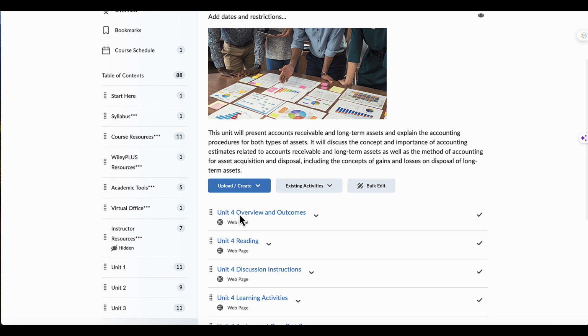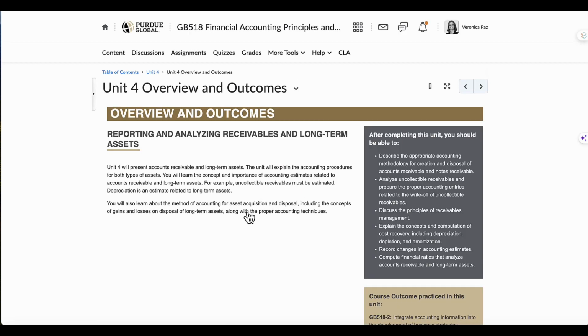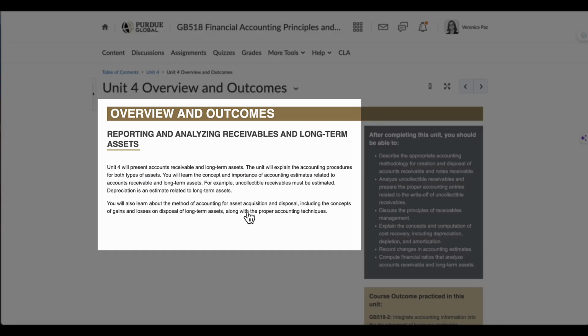Welcome to Unit 4. Let's start with our overview and outcomes for this unit. In this unit, we're going to talk about reporting and analyzing receivables and long-term assets. Unit 4 will present accounts receivable and long-term assets. The unit will explain the accounting procedures for both types of assets.